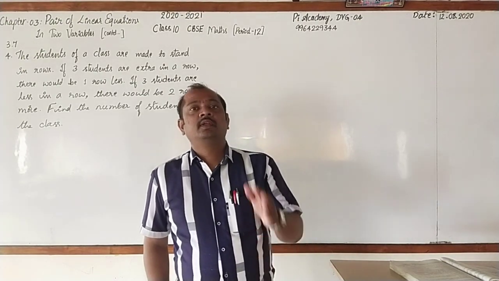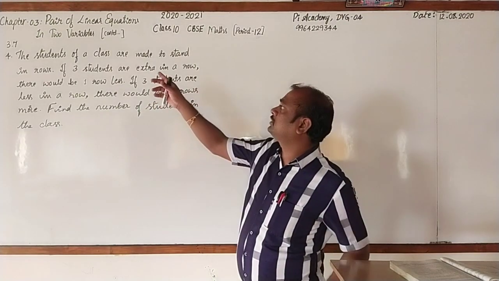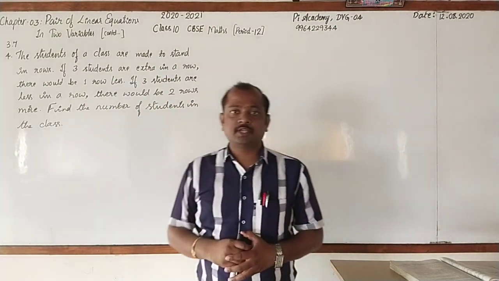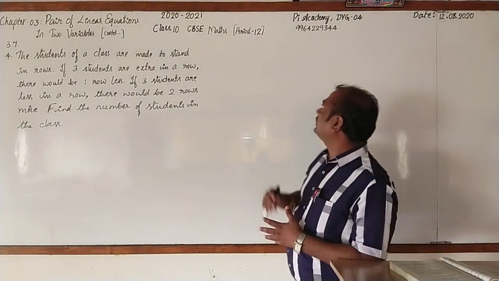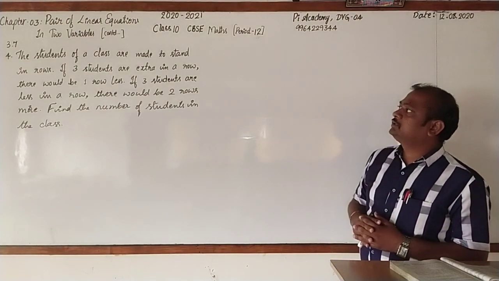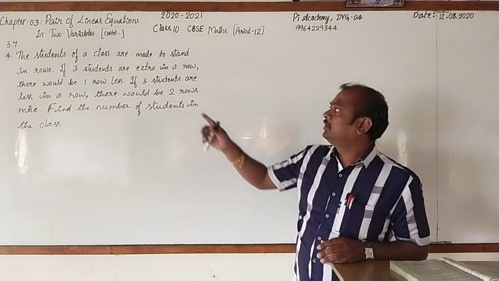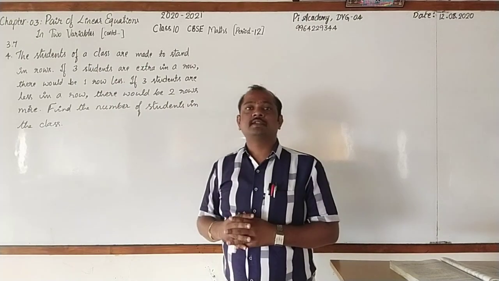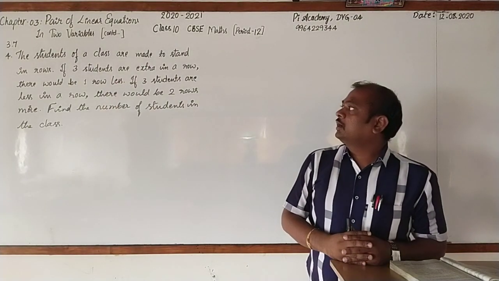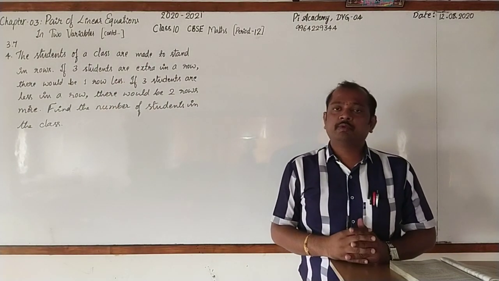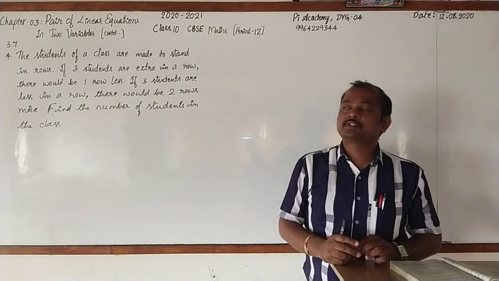Dear students, in today's class, let's continue the chapter Pair of Linear Equations in Two Variables. And remember, this is the 12th period of this chapter. In the last period, we were solving the problems in exercise 3.7 and we are at the fourth question. Today we shall try our best to finish off this chapter.